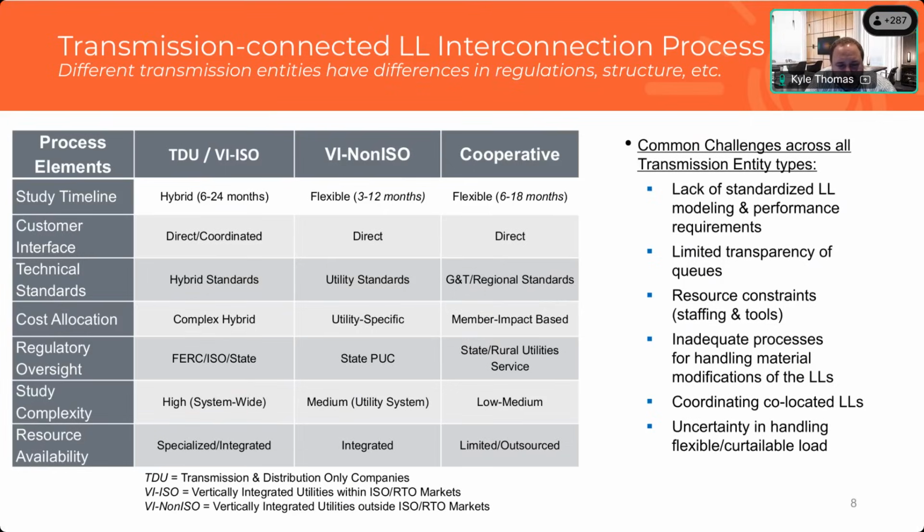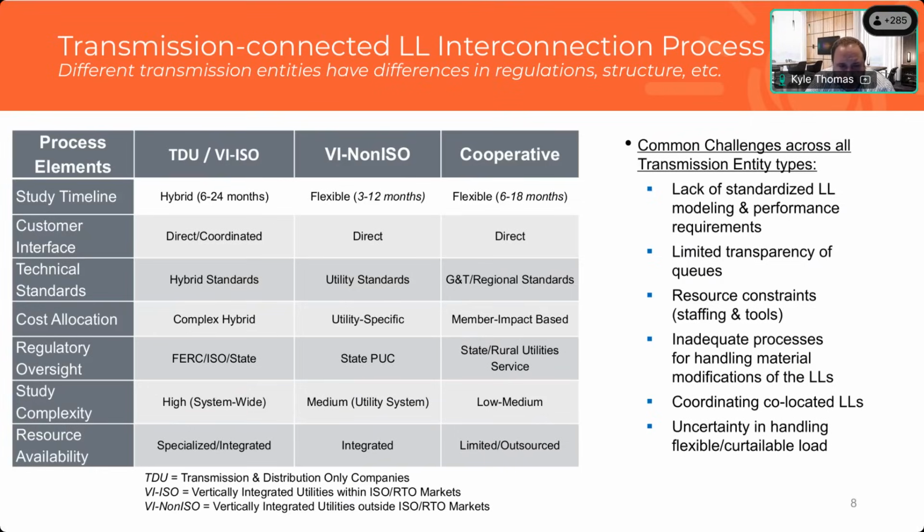We've got vertically integrated utilities, that's VI, and those that are within an ISO RTO market, and then those that are outside. And so there are just unique differences that we highlight throughout the report. You can see this table that gives an example of some of that criteria. And then, of course, your distribution entities and cooperatives and how they are handling these large load interconnections as well. The study timelines vary. The interface with the customer varies.